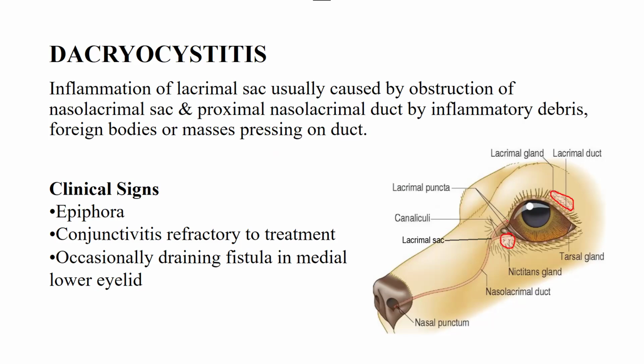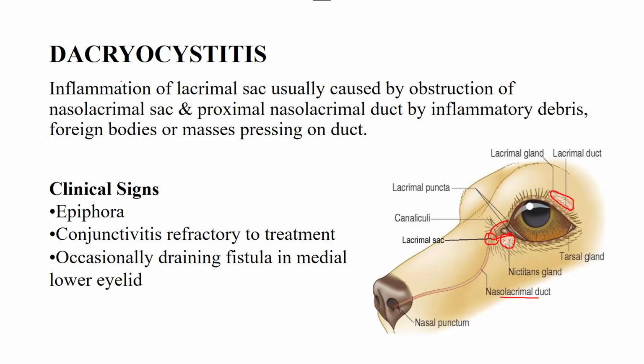nose. Basically, you can say the labeling of these canals is like these initial two portions are called canaliculi. They join together to form the lacrimal sac, and from the lacrimal sac travels the nasolacrimal duct, and it opens into the nasal cavity or nasal punctum.